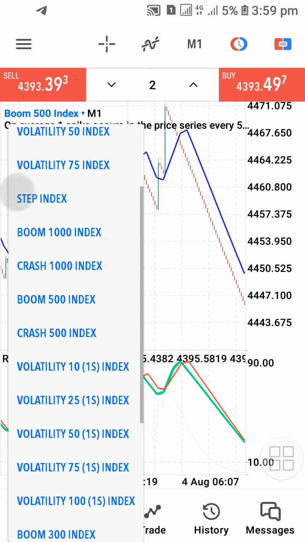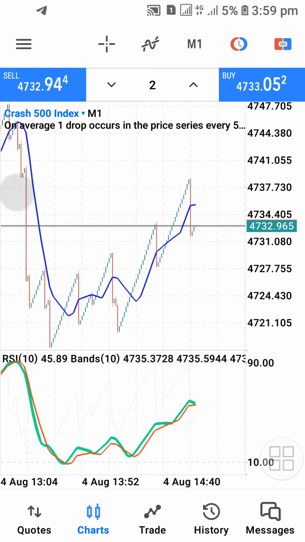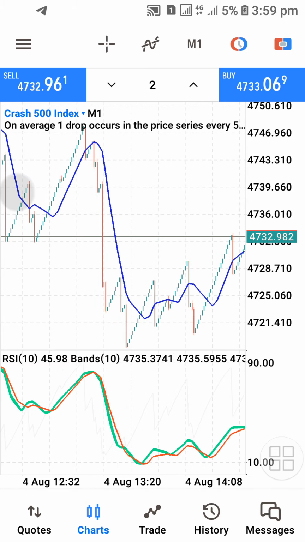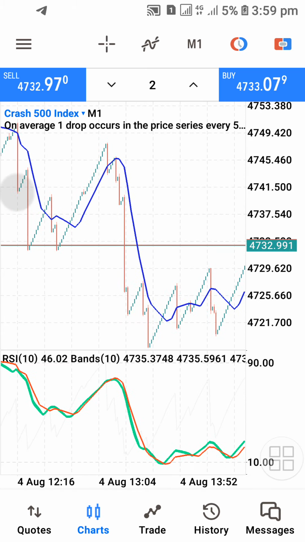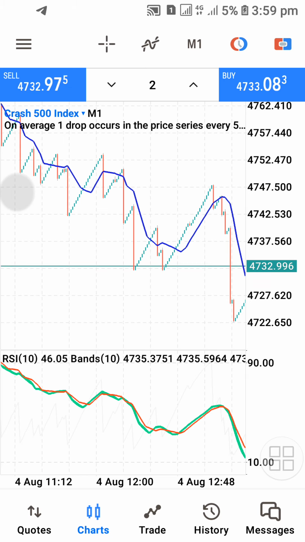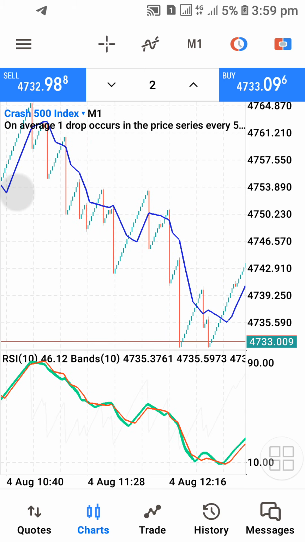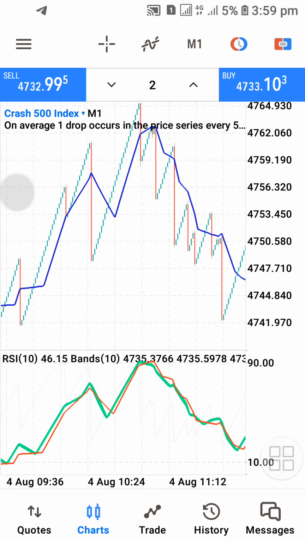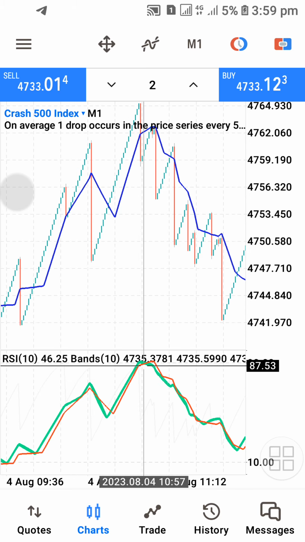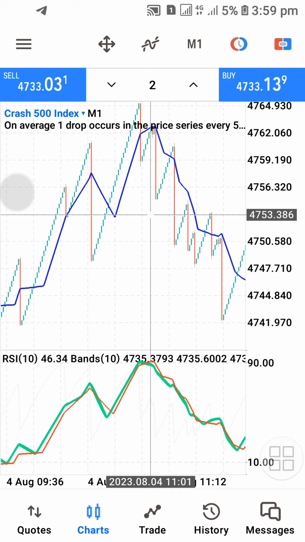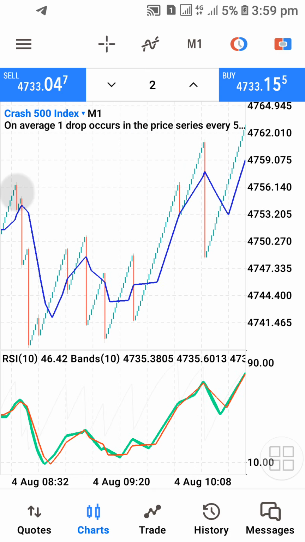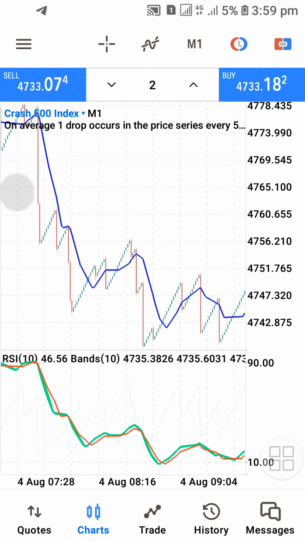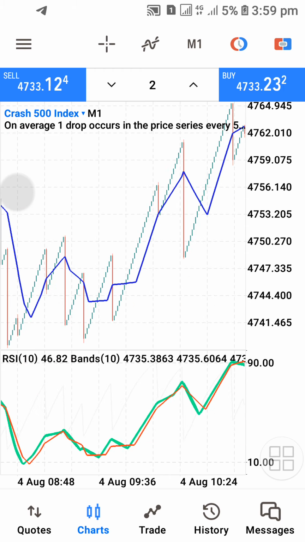So you can do all of this and make money. This is Boom. This is Crash 500. See the spike? It came because these two lines crossed each other along the way. You see all the spikes that came out. So you can use this, it's multi-purpose. You can use this to scalp the market, and you can also use this to make money.